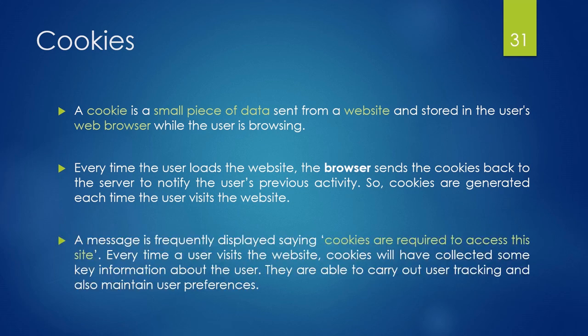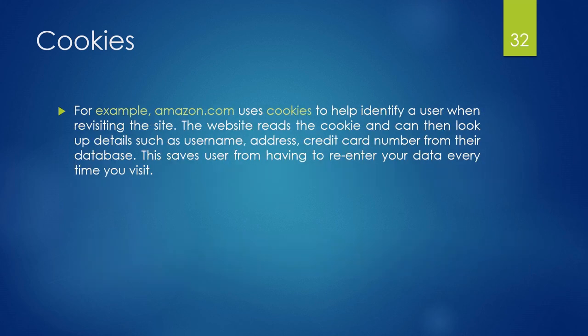A message is frequently displayed saying cookies are required to access this site. Every time a user visits the website, cookies will have collected some key information about the user. They are able to carry out user tracking and also maintain user preferences. For example, Amazon.com uses cookies to help identify a user when revisiting the site. The website reads the cookie and can then look up details such as username, address, and credit card numbers from their database. This saves users from having to re-enter their data every time they visit.